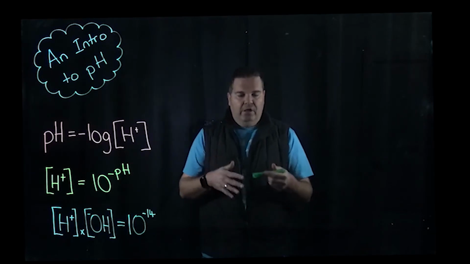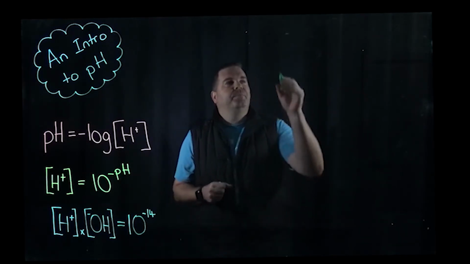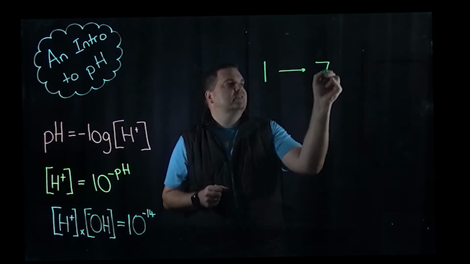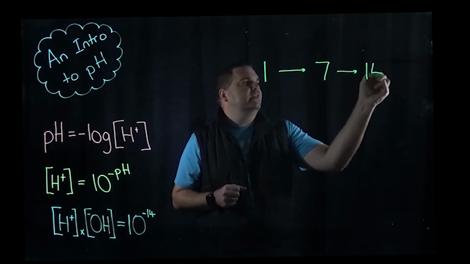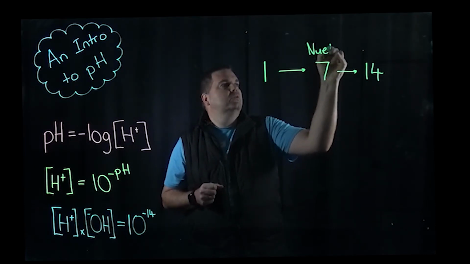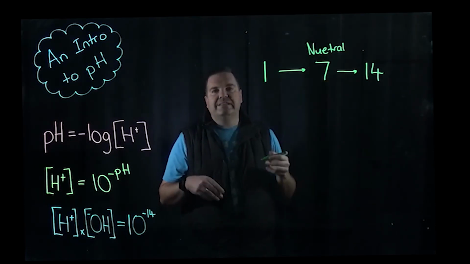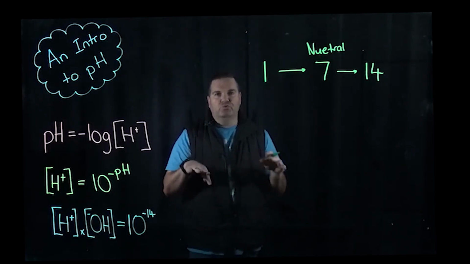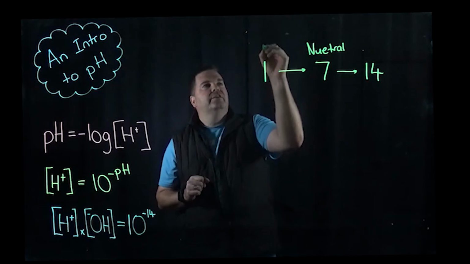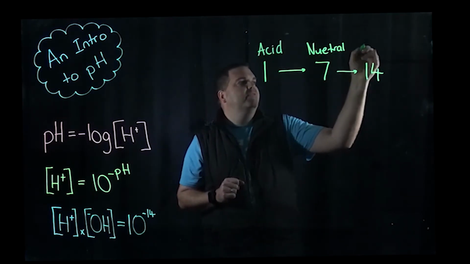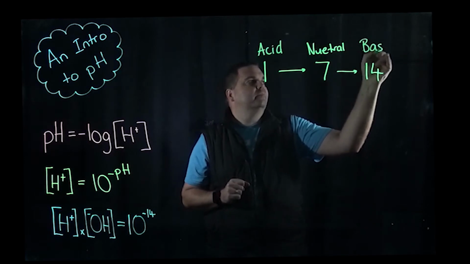Now the pH scale goes from 1 all the way up to 14. So we generally go 1, we go to 7, and then we go up to 14. So 7 in the middle is what we call neutral. That's where we basically have an equal concentration of acid and base, so it's a neutral substance. Anything below 7 is acidic, and everything above 7 is basic.